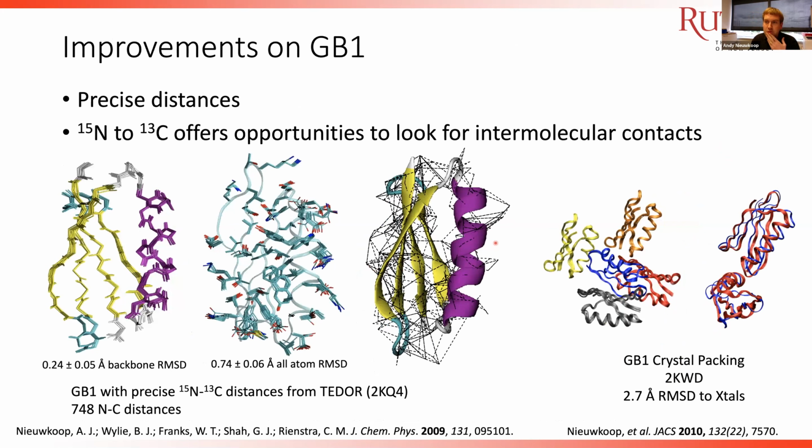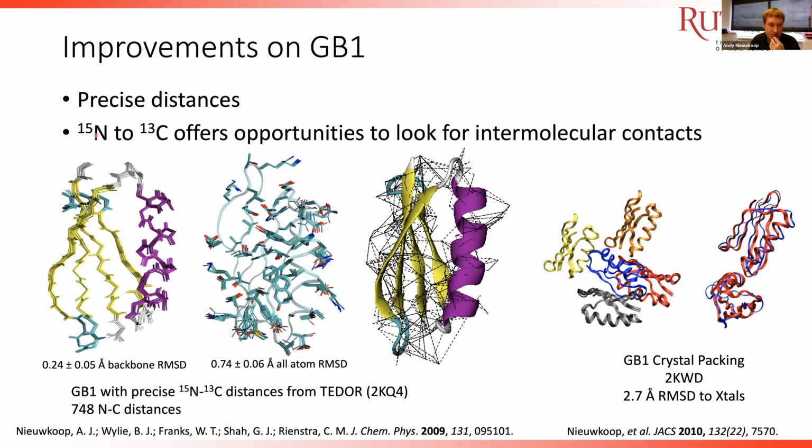So my contribution to this field of solving the structure of GB1 over and over again came from nitrogen to carbon distances. And so I spent my PhD using the pulse sequence TEDOR. It became a bit of a running joke. Anytime anybody wanted to say something, Andy would pipe up and talk about TEDOR. The nice thing about TEDOR is it provides the opportunity to measure precise nitrogen to carbon distances.